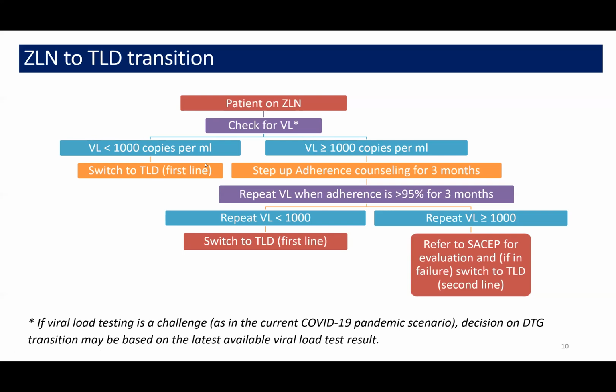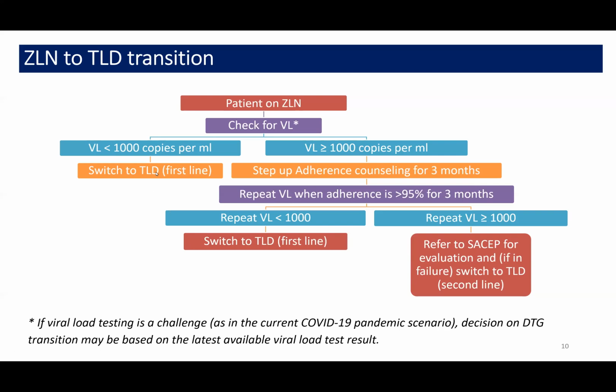Because if you are giving TLD as first line, then in second line, you may have a different kind of regimen. And if you are using TLD as second line here, in the next line of treatment, that is third line, you will be having a different kind of regimen. So it is very important. That is why, if you are giving TLD to someone, you should know whether you are giving this TLD as first line or second line.